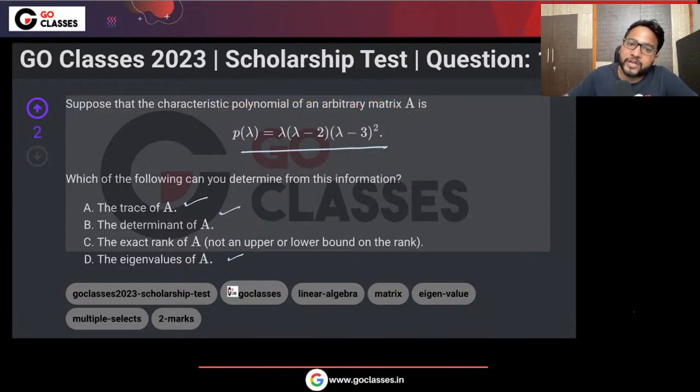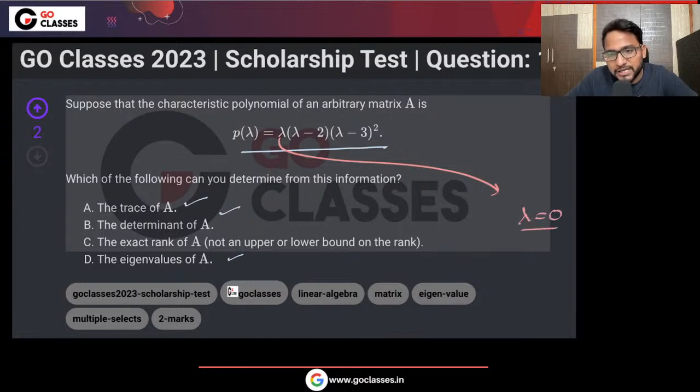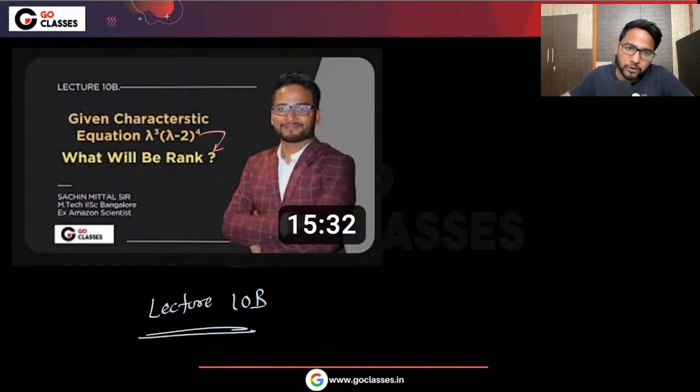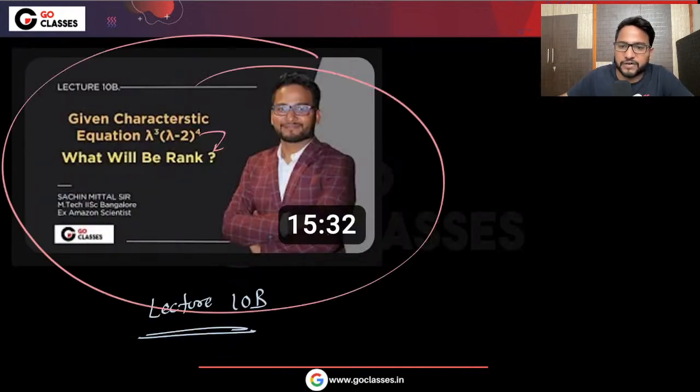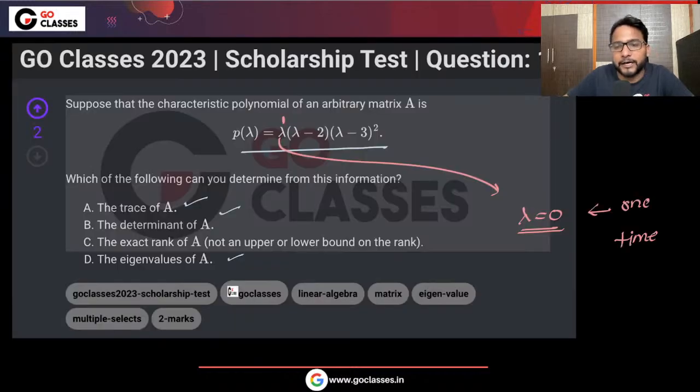So basically here this lambda equal to 0 is important. Since this lambda equal to 0 is there, how many times is it repeating? Just one time, right? Repeating one time means that the power of this is 1. If you watch this lecture, it will be very straightforward, but still I'm telling you that it means there is one linearly independent eigenvector corresponding to lambda equal to 0.